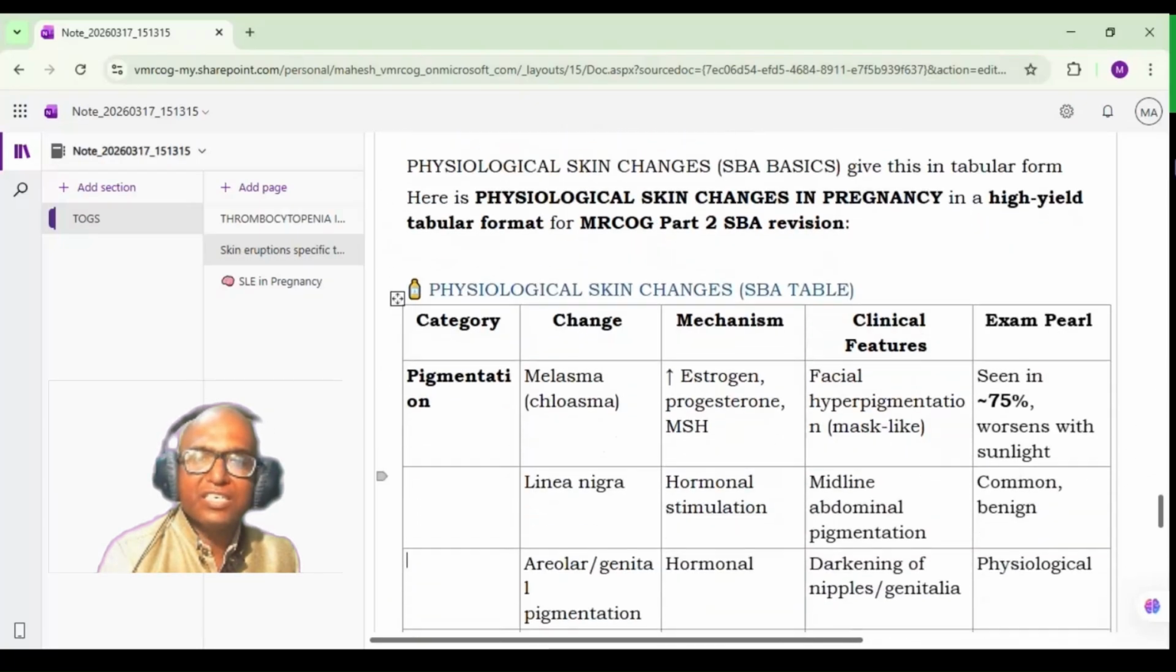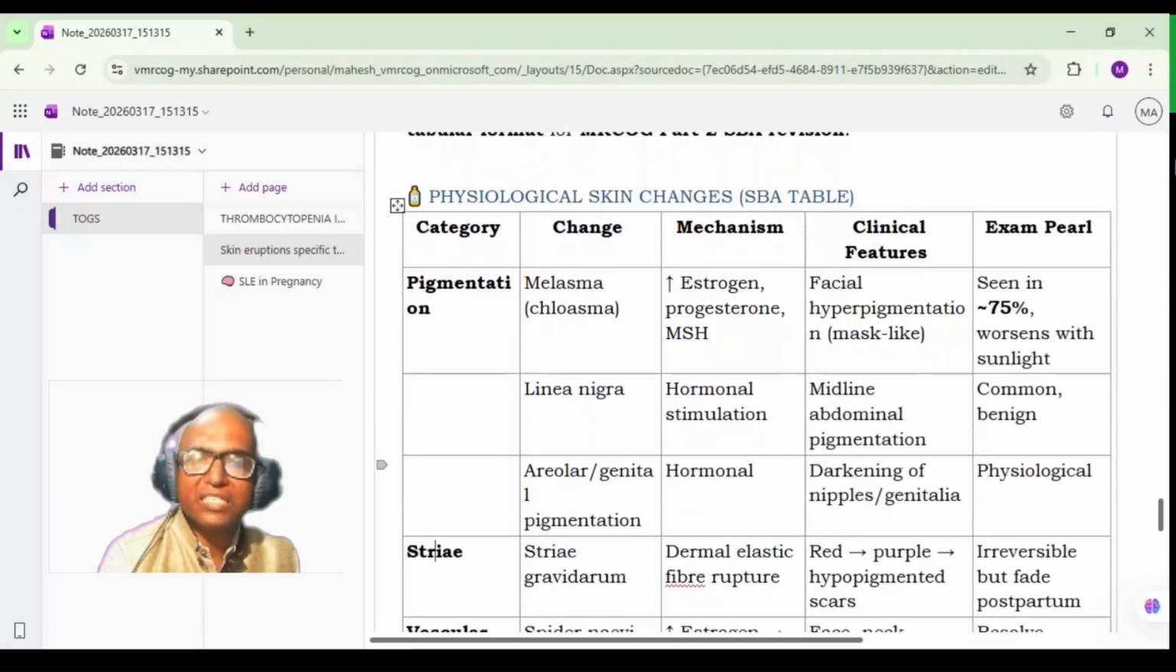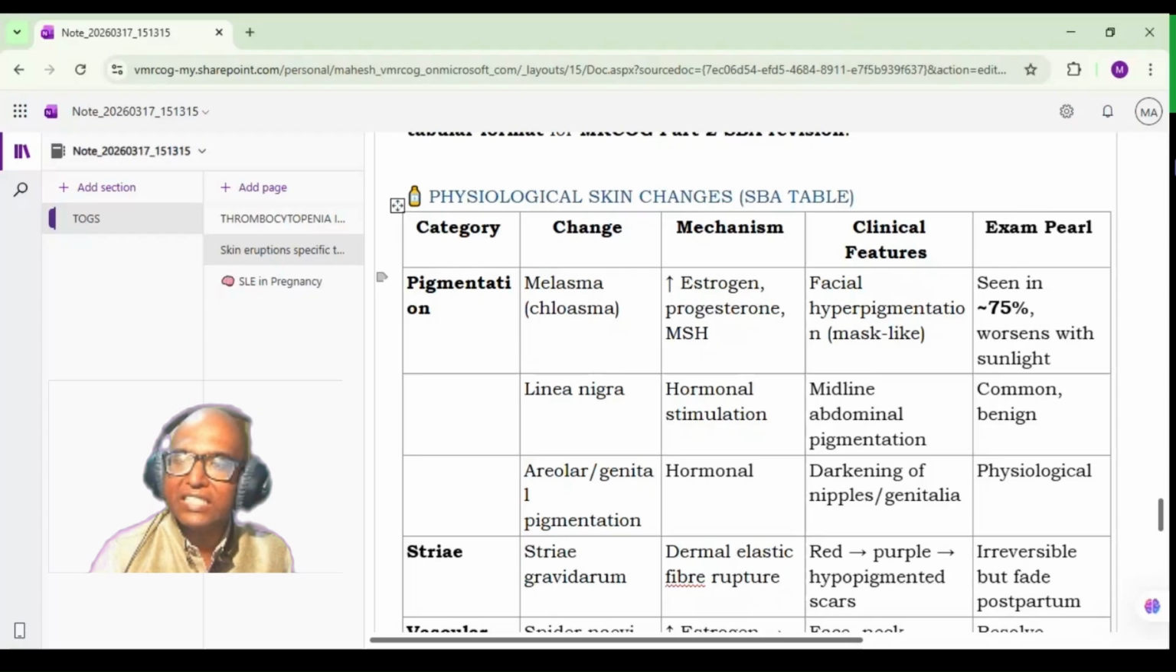So physiological skin changes, they may not ask, but these are the changes. Melasma, linea nigra, there can be areolar and genital pigmentation. These are the physiological changes which are happening in the body, and generally they are hormonally induced. So increased levels of estrogen, progesterone, MSH, these are responsible for this. So melasma is facial hyperpigmentation. It is seen in 75% of cases. It worsens with sunlight. So most commonly if they are asked, then it is a melasma.